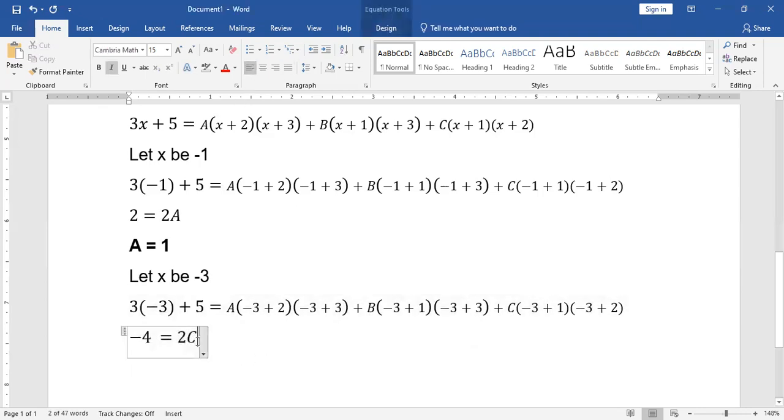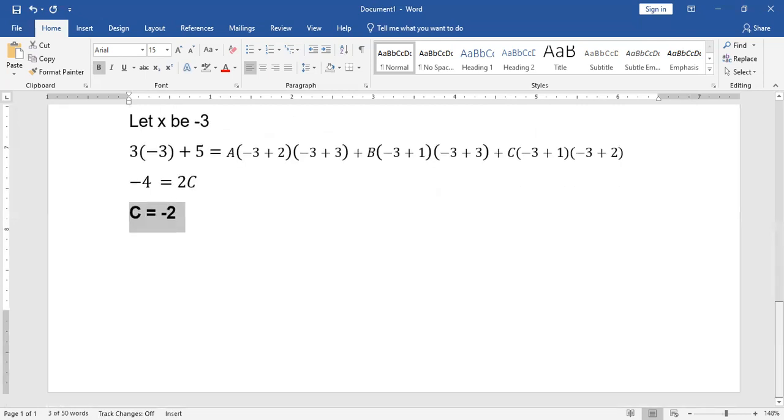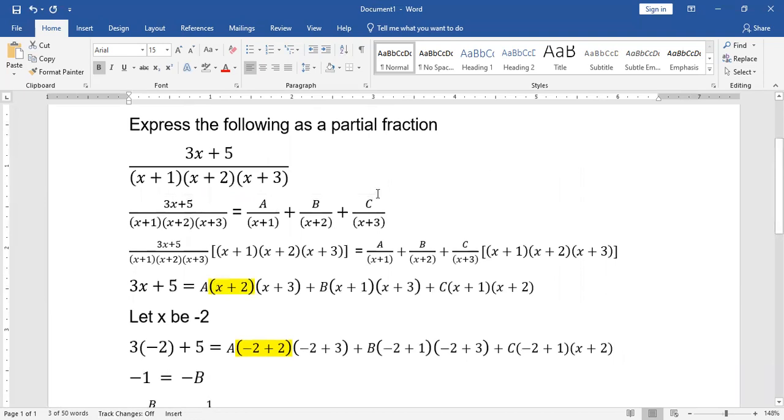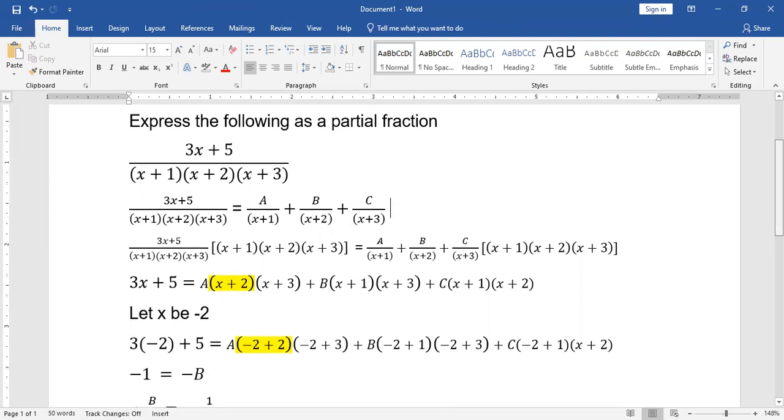So we'll divide both sides by 2. 2c divided by 2, that will be c. Negative 4 divided by 2, that will be negative 2. There we go. We found all the numbers, and then we can safely say we found the decomposition of the partial fraction, which is this one. So we've decomposed a fraction which was composed. We've made it a partial fraction.